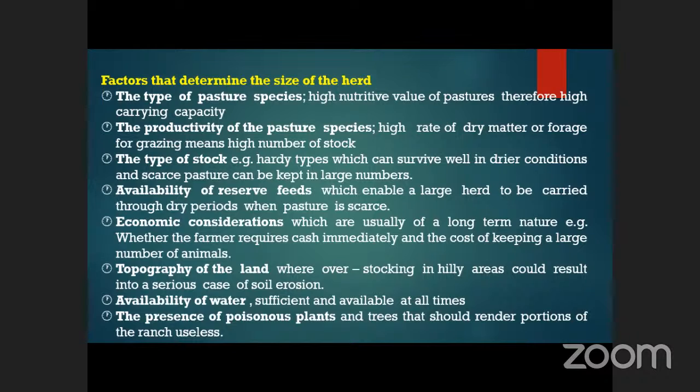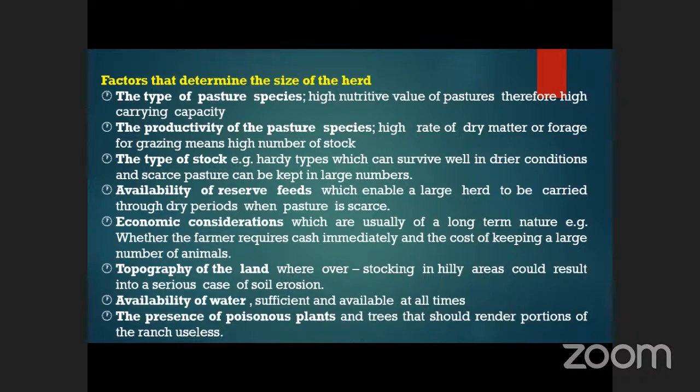One of the key things, number one, the type of pasture species. High nutritive value of pastures, therefore high carrying capacity. If the pasture is nutritive, when the animal eats it, it is appetizing. It is very nice. When animals continue eating it, the animals will be able to have what to eat. At the end of the day, they are able to reproduce so easily.